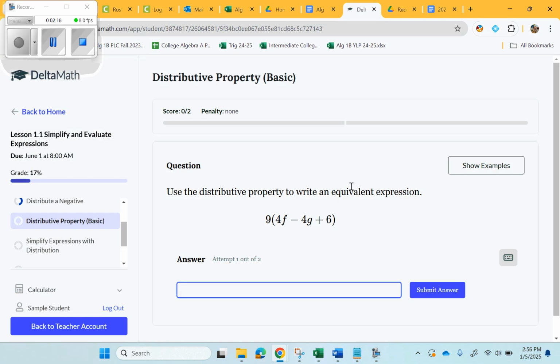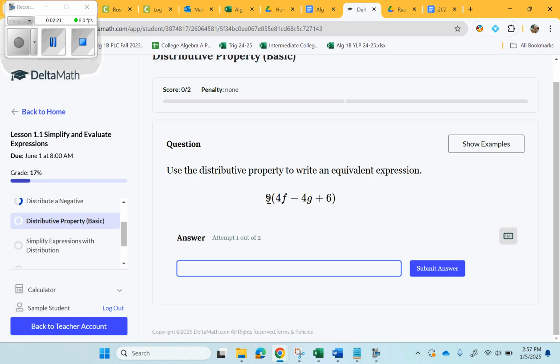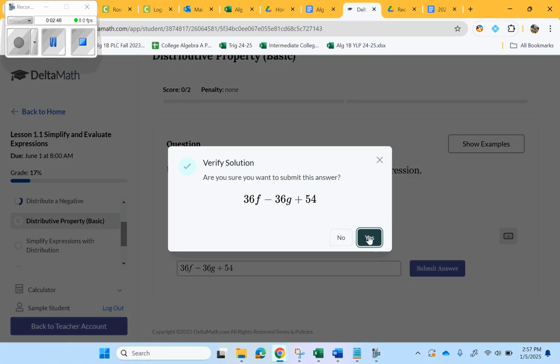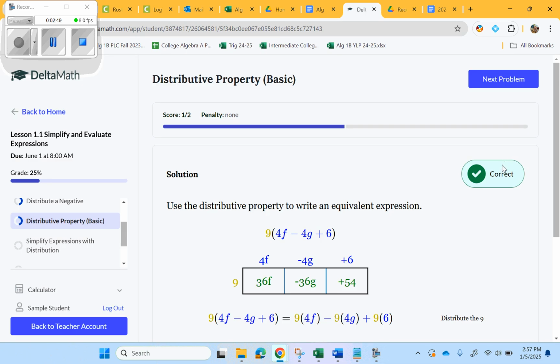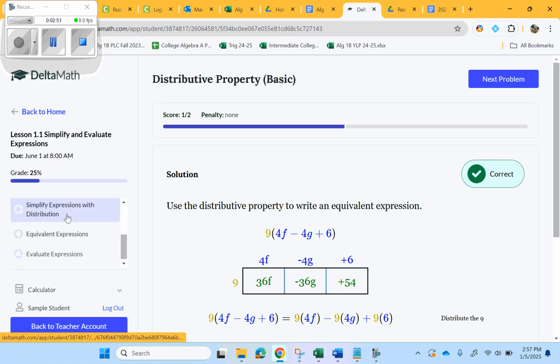Okay, the next one, the distributive property. So I'm going to take this 9 and I'm going to multiply it to each one of these terms. So 9 times 4 is 36. So I'm going to call that 36f. 9 times negative 4 is negative 36, and I'll call that negative 36g. And then 9 times 6 is 54, plus 54. And then I'm going to submit my answer. Yes, and it's correct. Okay, let's keep going.